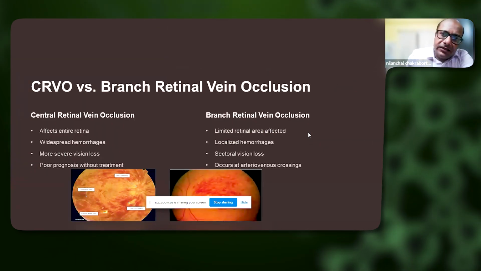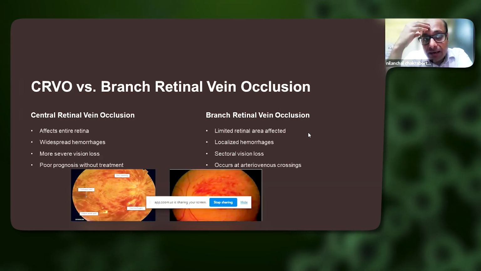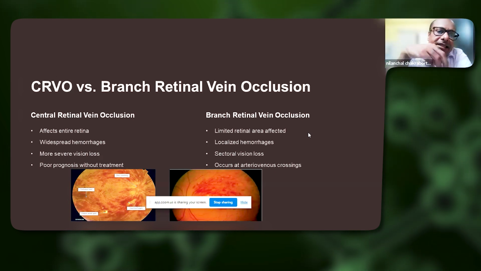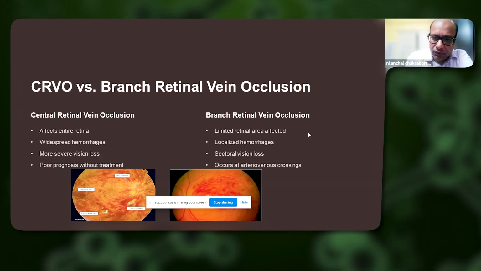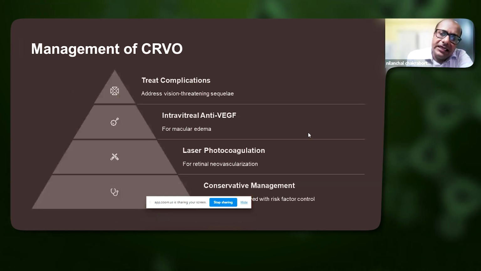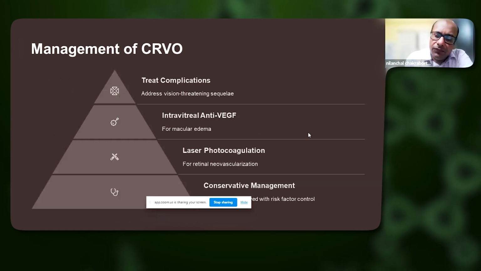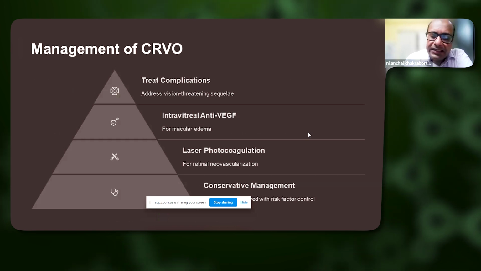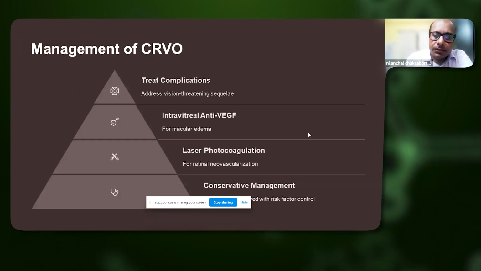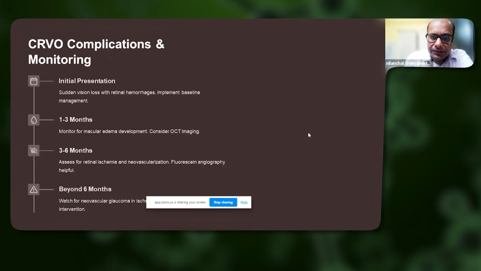If it is a branch retinal vein occlusion, the same stormy sunset will be in one part of the retina, but if it is a central retinal vein occlusion, the hemorrhages will be all over your ophthalmoscope view. Here you have to give anti-VEGF for macular edema, and laser photocoagulation for neovascularization. These are the therapies, but these are ocular emergencies where the main thing is to refer to an ophthalmologist for proper management.